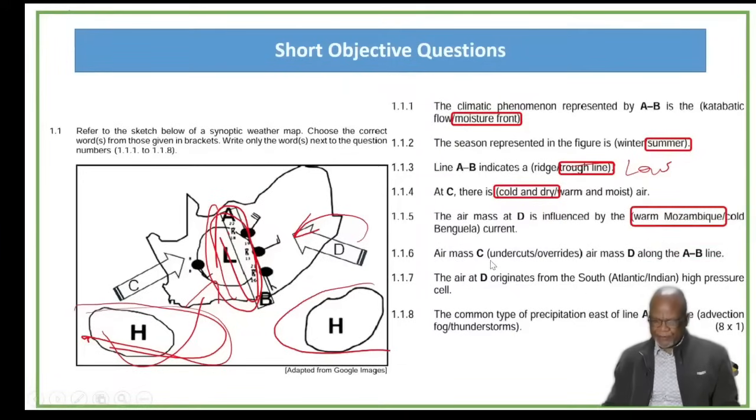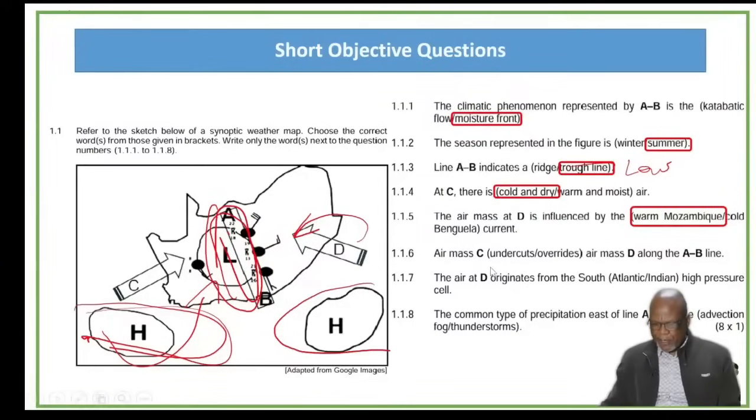Air mass C. Here is the air mass at C. Undercuts or overrides. Undercuts means that it goes underneath, and overrides means that it goes on top. Air mass D along the AB, which is the moisture front. This trough line over here is called the moisture front.